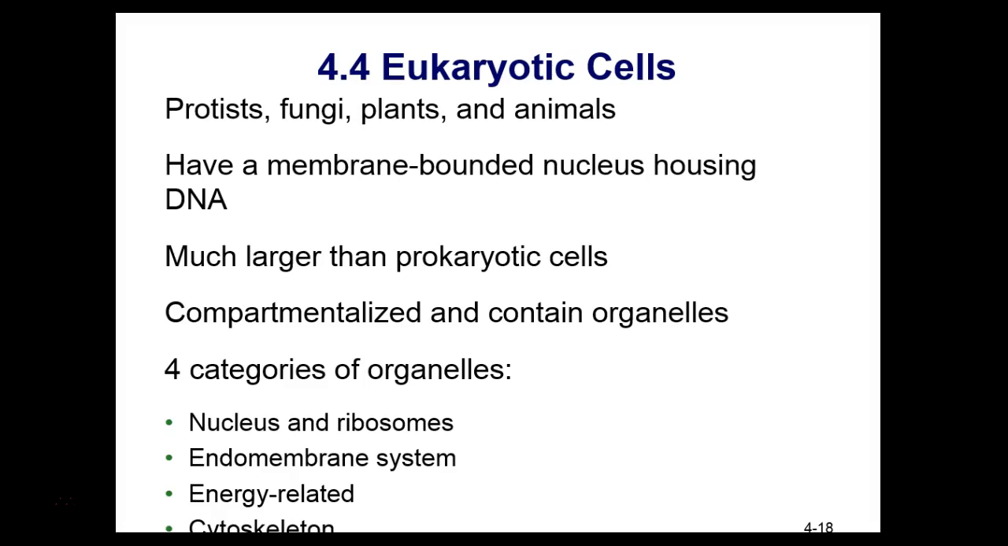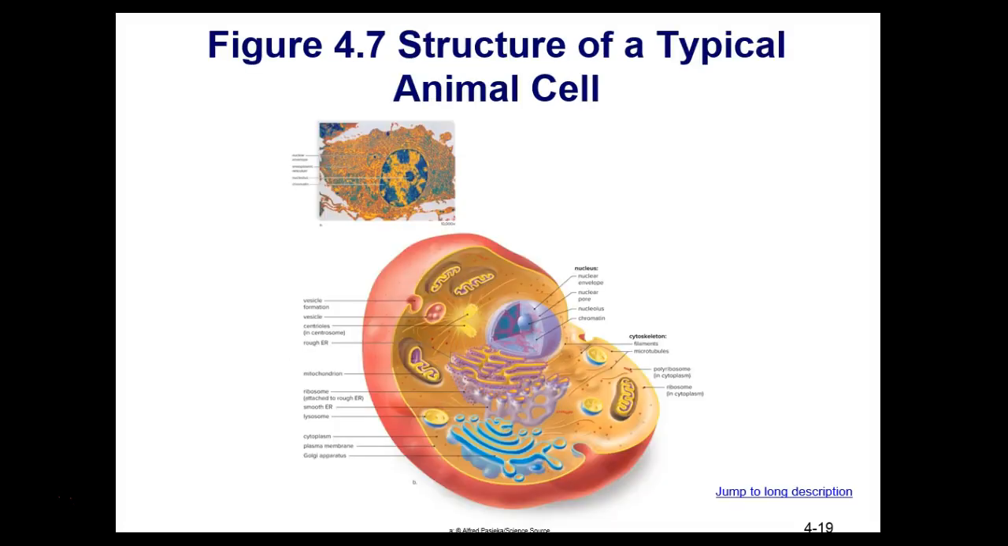We have a nucleus, which is where our DNA is housed. We're much larger than the prokaryotic cells. We do have organelles that are compartmentalized, which means they occupy a specific area of the cytoplasm. And you have 4 categories of organelles: the nucleus and ribosomes, the endomembrane system, energy-related organelles, and the cytoskeleton. So this is what a typical animal cell looks like.